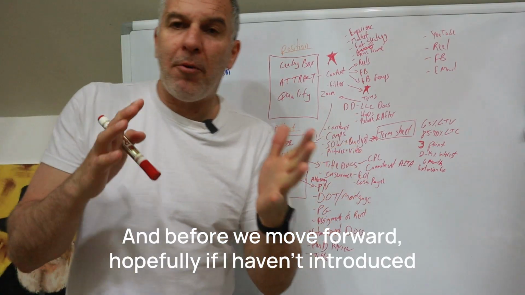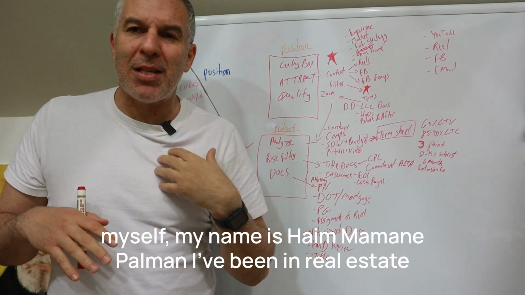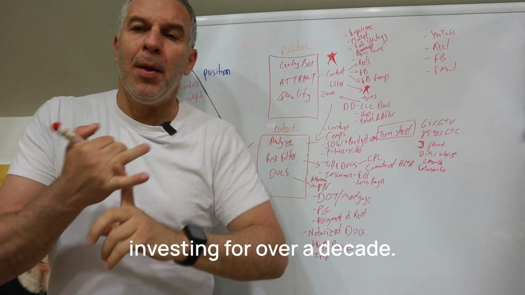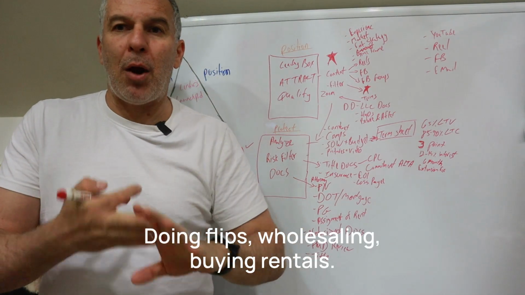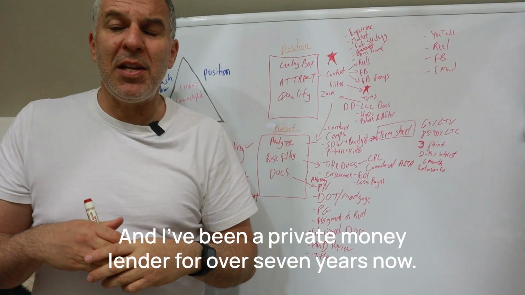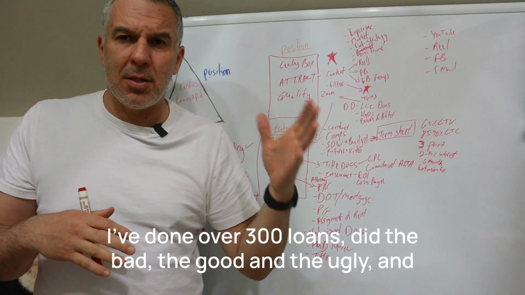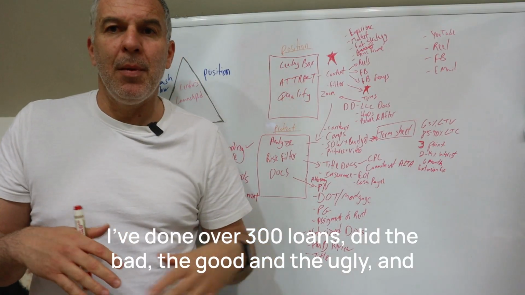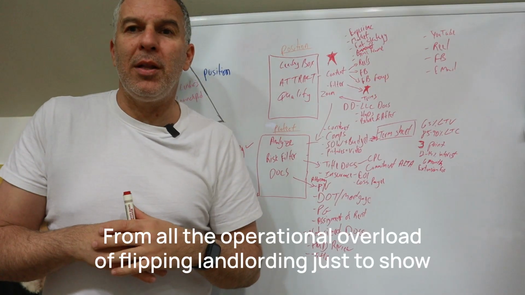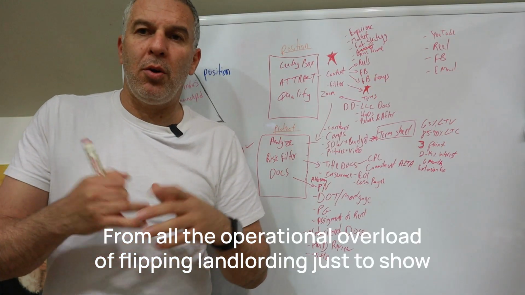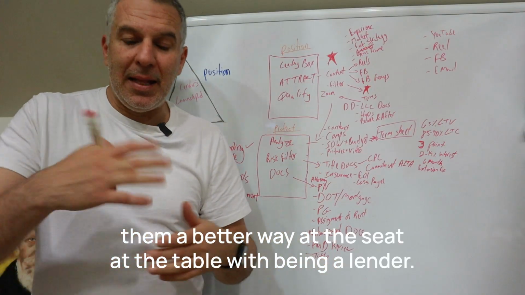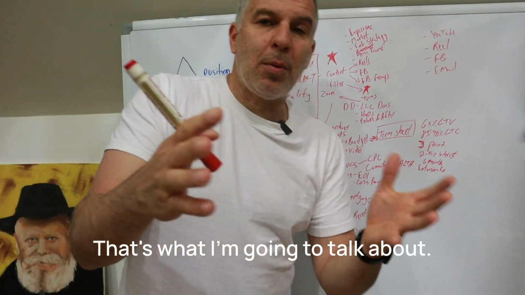Before we move forward, if I haven't introduced myself, my name is Chaim Oman Palman. I've been in real estate investing for over a decade, doing flips, wholesaling, and buying rentals, and I've been a private money lender for over 7 years now. I've done over 300 loans, the bad, the good, and the ugly. Now I just want to share with other real estate investors who are tired of the operational overload of flipping, to show them a better way, a seat at the table, by being a lender. That's what I'm going to talk about.